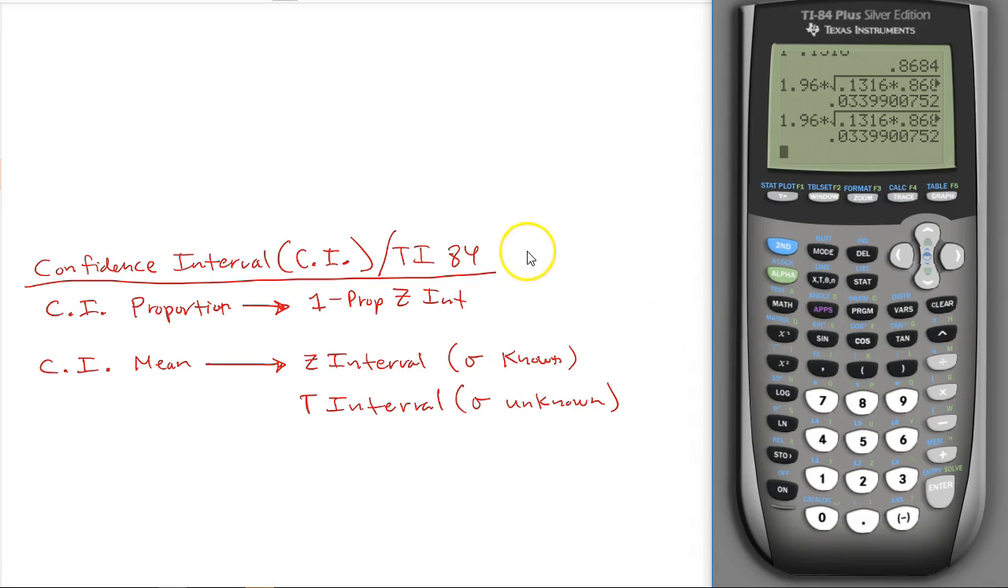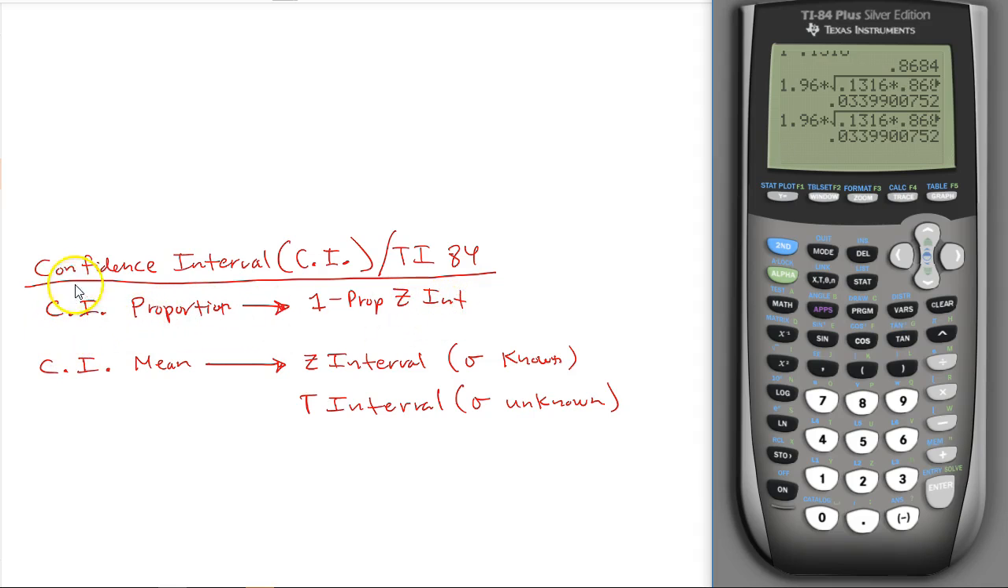using the calculator, the TI-84, here are the functions that we would use. So if we're constructing a confidence interval for a proportion, there's only one function in this chapter. That's 1-PropZInt. Again, the prop here stands for proportion. The int here stands for interval.